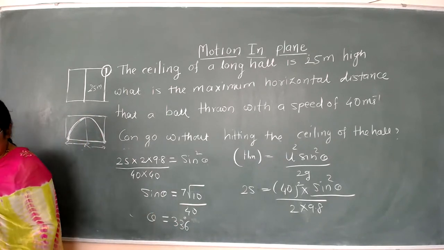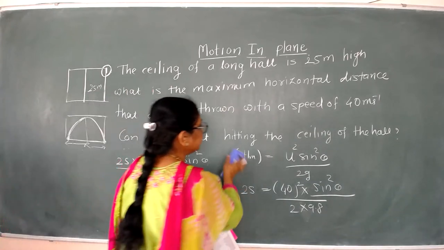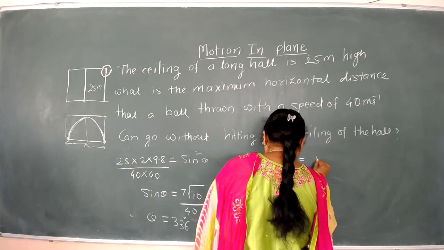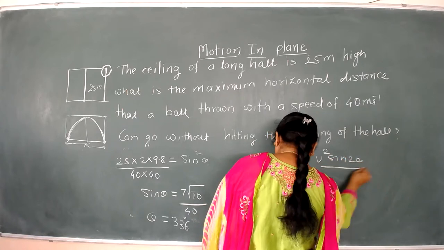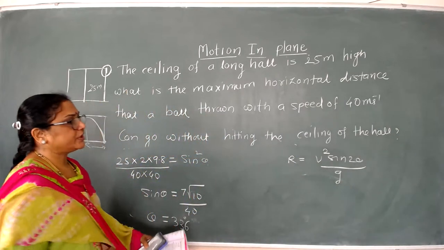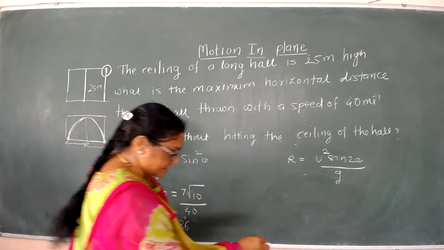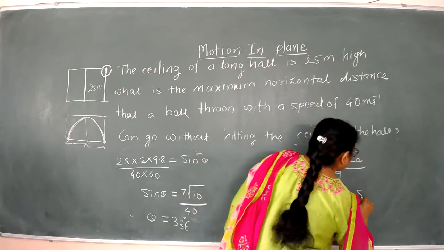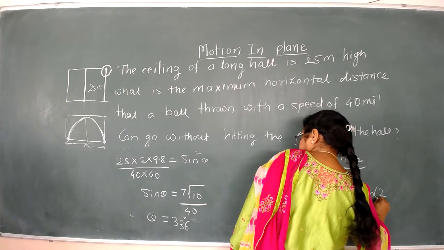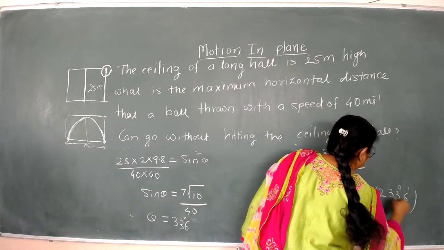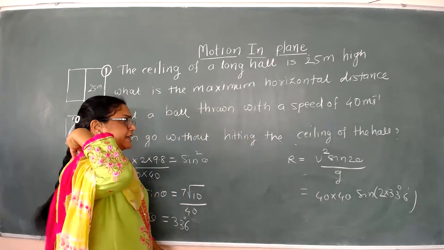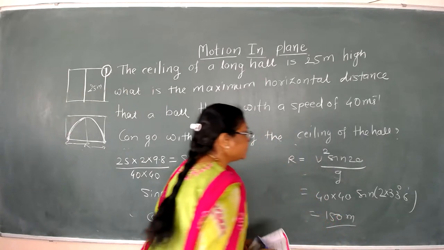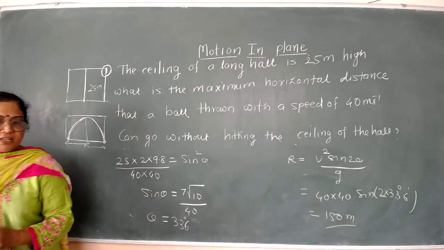Then again find out the value of the horizontal distance. Horizontal distance is known as the range of a projectile, and the range of a projectile is R equal to u square sine 2 theta divided by g. Here u is given, that is u equal to 40, so 40 into 40 into sine 2 into 33 degrees 6 minutes. So calculate this value and see in the logarithm book, and the answer is 150 meters.